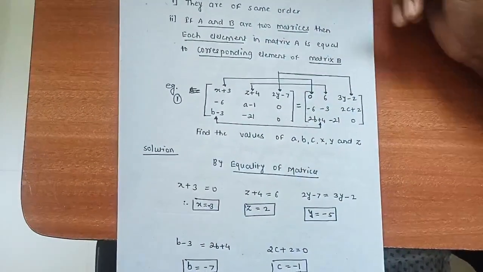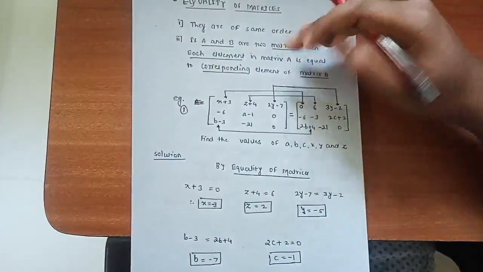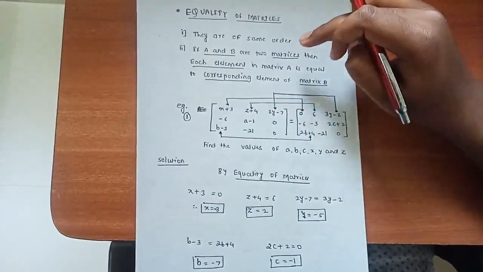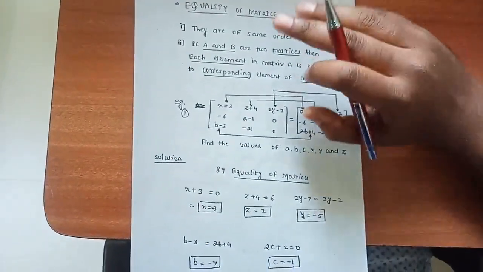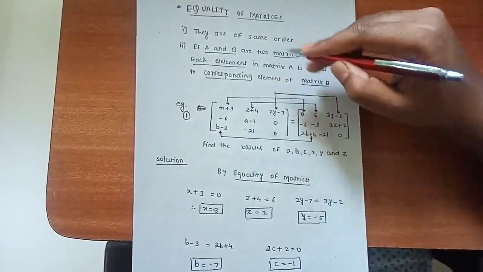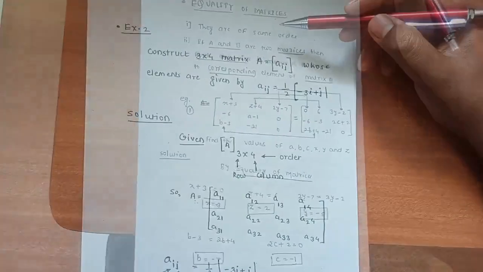Sometimes they ask 2 marks questions or to check your knowledge. So equality of matrices means if they are given or provided with an equal to sign or some condition, or if they ask about equality of matrices in the question, you can solve the question by using these basic steps.